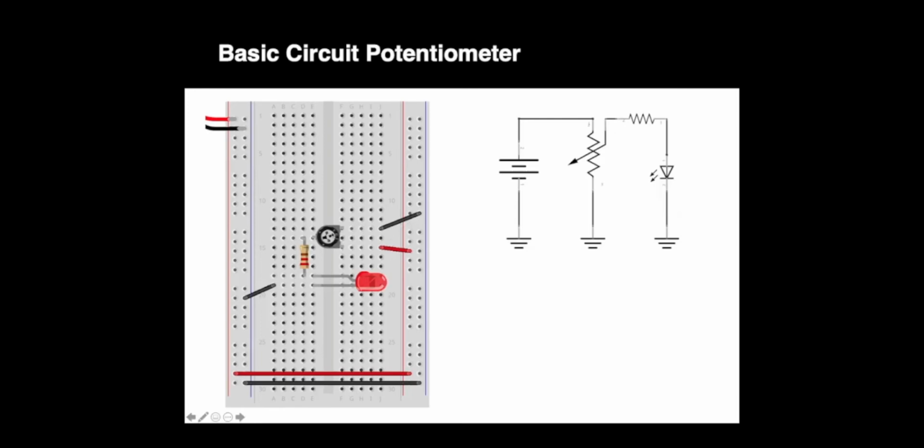And here we have the potentiometer connected to both power and ground on one side, and the other side is connected to the resistor, which is then connected to the LED, which is then connected to ground. And here is a schematic showing what's going on here. So we have the power source, we have the variable resistor, we have the resistor, and then we have the LED attached to the resistor. And then all of them are going to ground. So this icon represents ground.